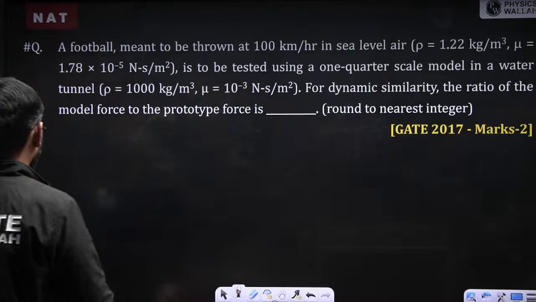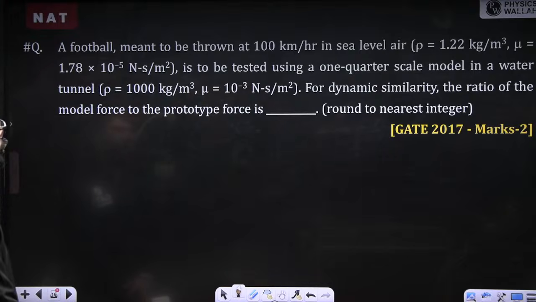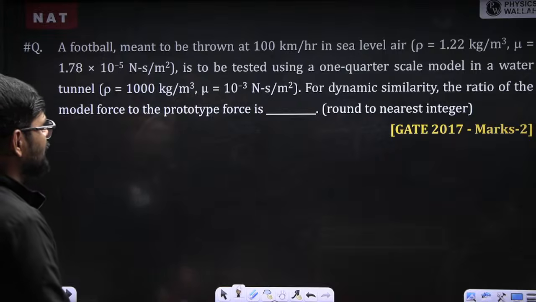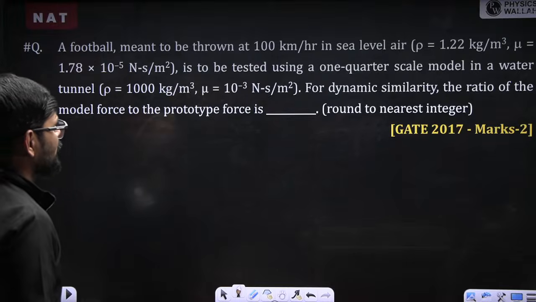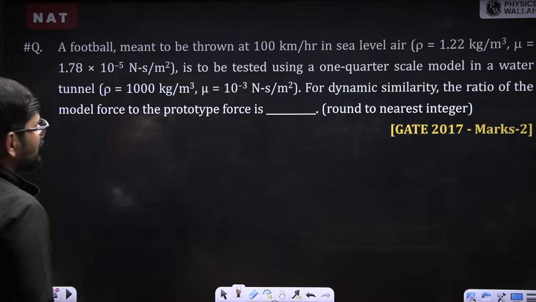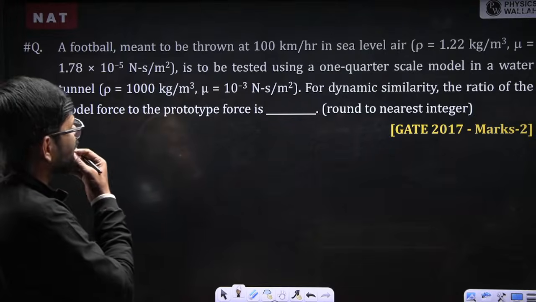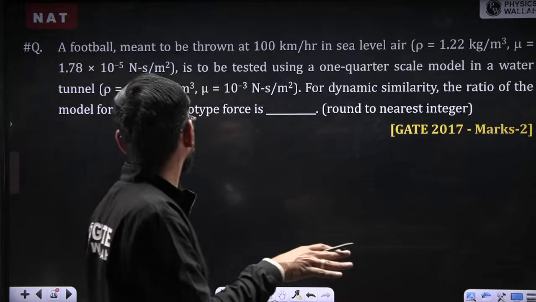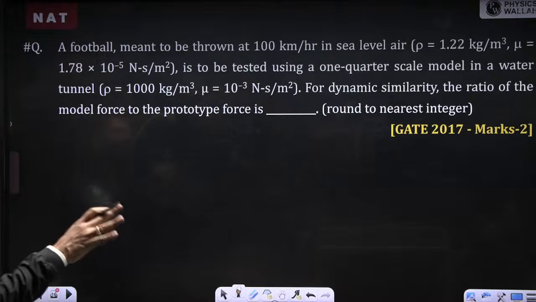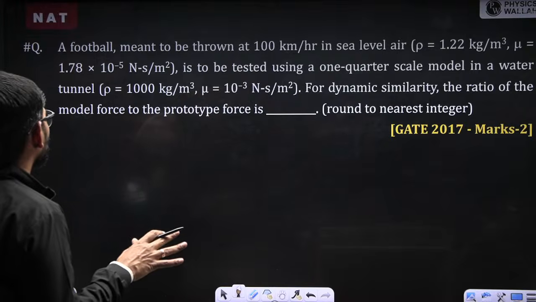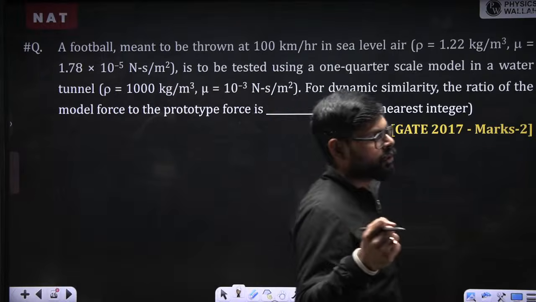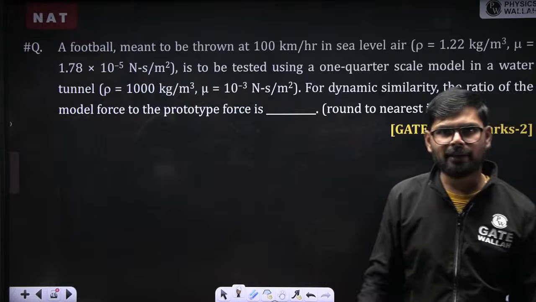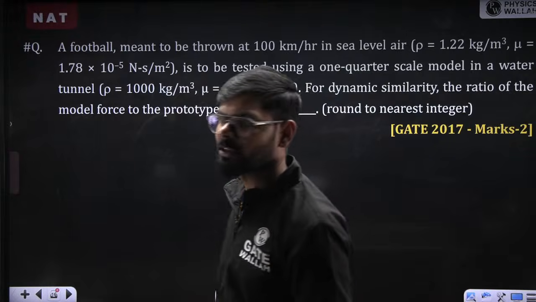So here it is given that a football meant to be thrown at 100 km per hour in sea level air, rho value is given, mu value is given, is to be tested using a 1/4 scale model in water. So basically the prototype is in air and the model is in water. Conditions are given, dynamic similarity, the ratio. It is a football and the flow is over the football. So whenever flow is over a body, Reynolds law of similarity is going to be used.